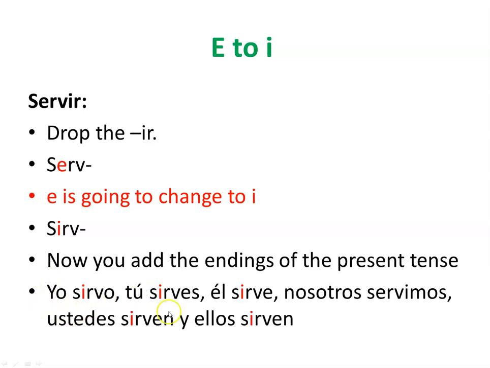So, yo sirvo, tú sirves, él sirve, and then nosotros servimos, same as the previous ones. So, in the first person plural, we keep the same pattern as the infinitive. And then, ustedes sirven y ellos sirven.